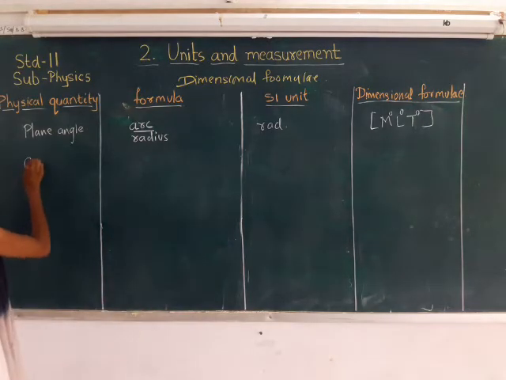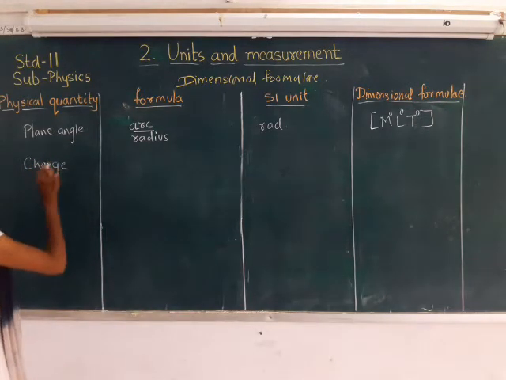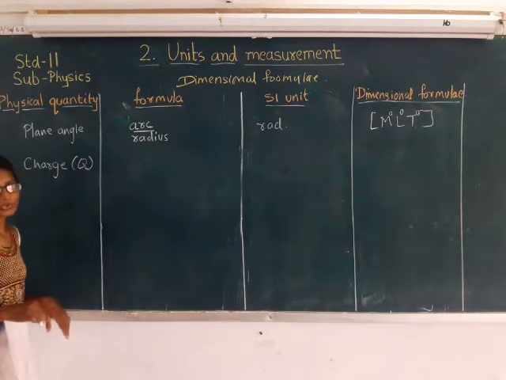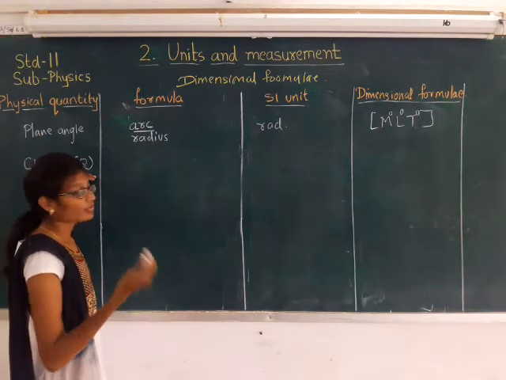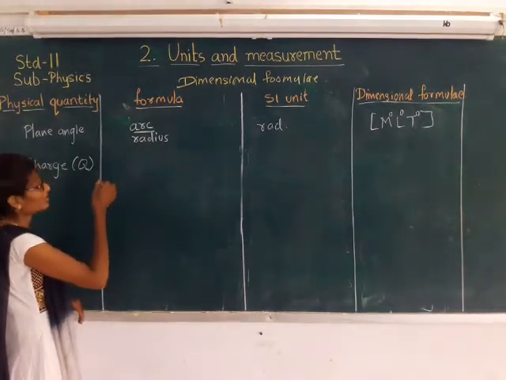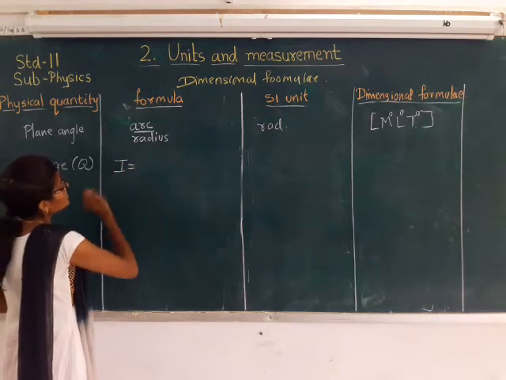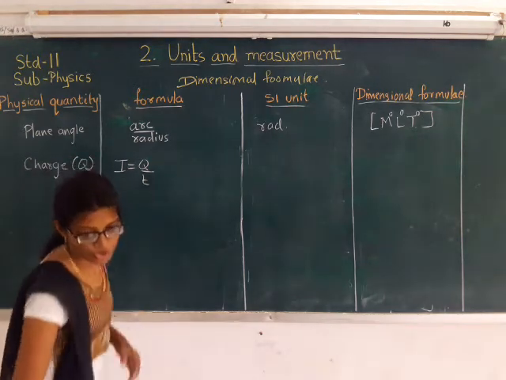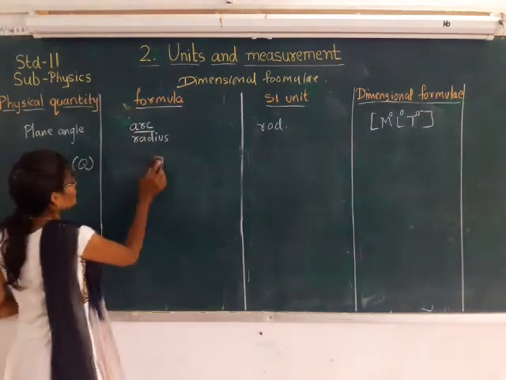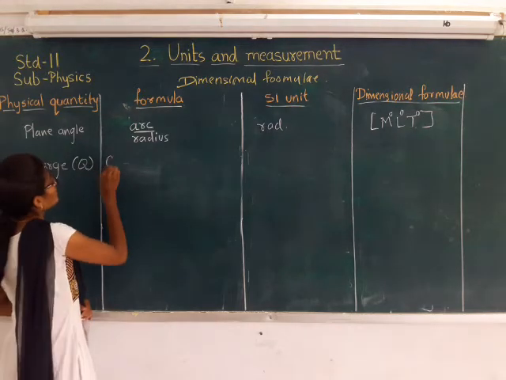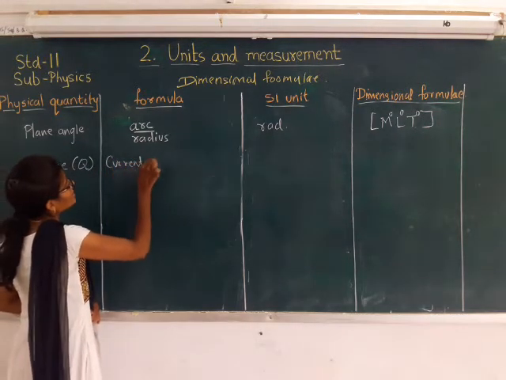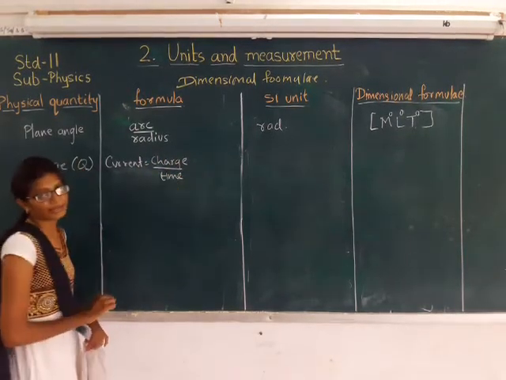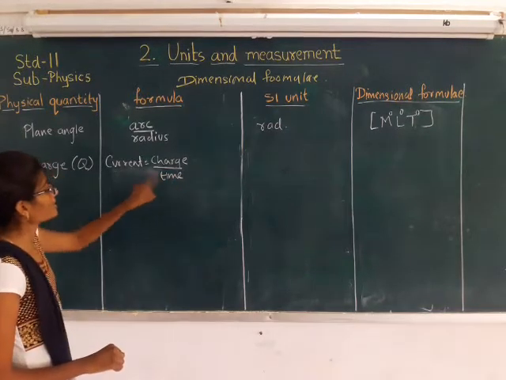Now next, that is charge. Now see, electric charge, whose symbol is Q, right? Its formula that we can take from the current, right? That is I is equal to Q by T, charge upon time. So current is equal to charge upon time, right? So charge can be written as current into time.